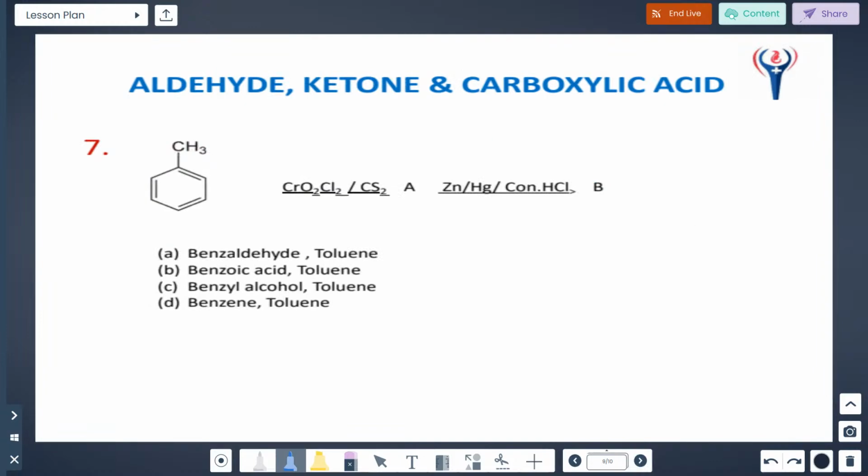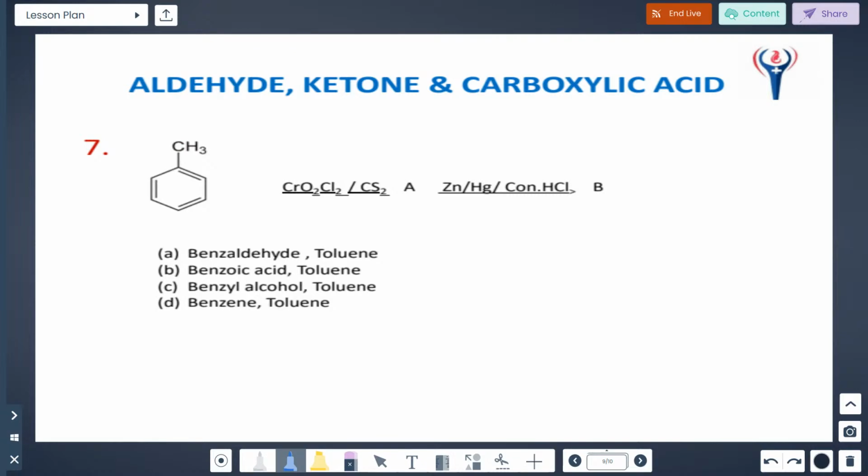Toluene. See, if you see chromyl chloride, CH2Cl2, you must remember it is one of the name reactions. It is called the Etard reaction. If you see zinc amalgam and HCl, you should remember this is the Clemmensen reduction reaction. So if you are thorough with name reactions, you can answer this. What's the function of the Etard reaction? That converts alkyl benzene into aldehyde.